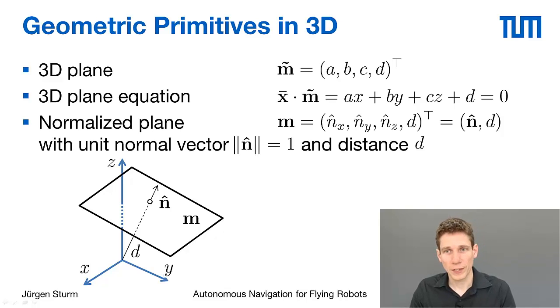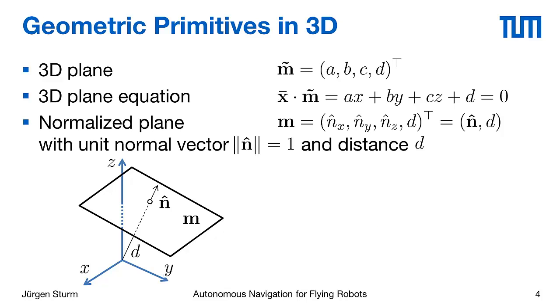Similar as before, we can now normalize this plane equation by saying that the first 3 components, x, y, and z, have a length of 1, and then this vector actually corresponds to the normal vector, and since it has length 1, it's a unit normal vector. And then the last coefficient d specifies the distance of the plane from the origin.